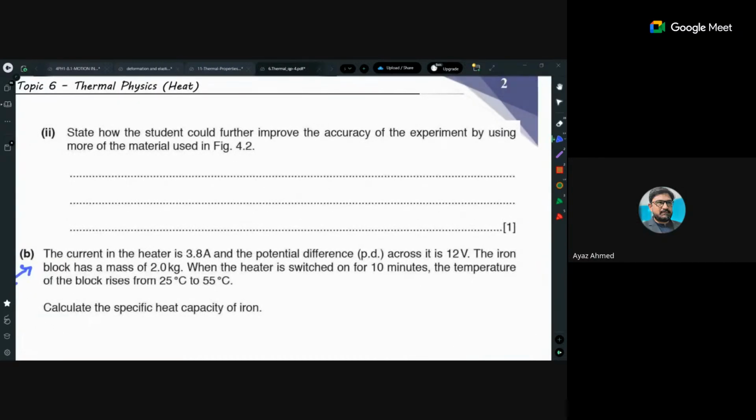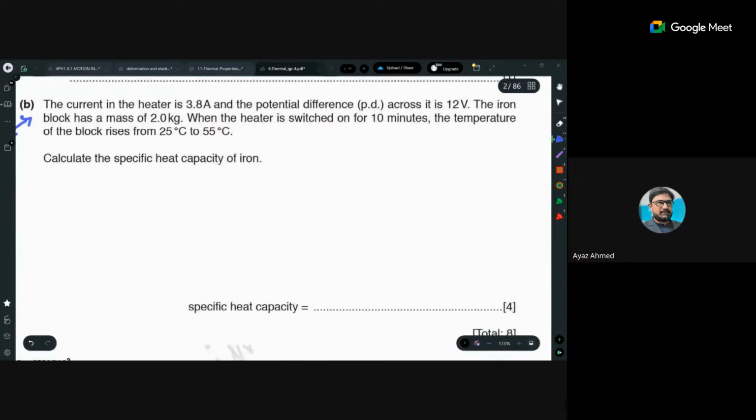Okay, let's come to this. Current in the heater is 3.8 ampere, and the potential difference across the heater is 12 volt. The iron block has a mass of 2 kg, and the heater is switched on for 10 minutes. Time, voltage, current and mass are given to you, right? The temperature rise of the block is from 25 to 55 degrees centigrade, so change in temperature is given. Calculate the specific heat capacity of the iron.